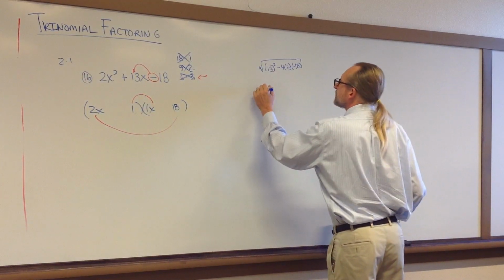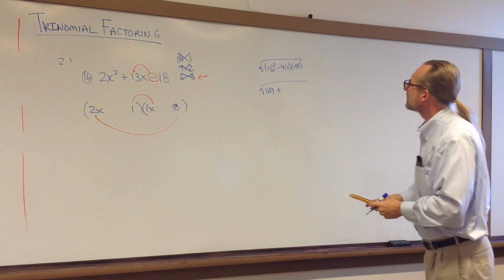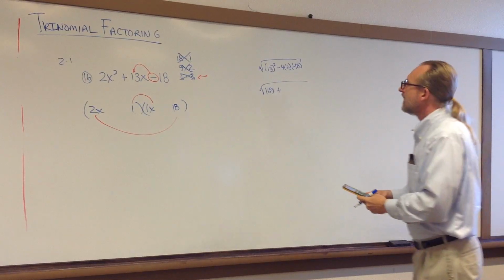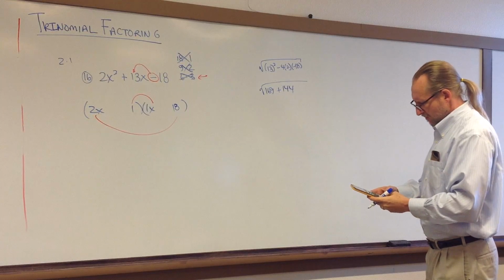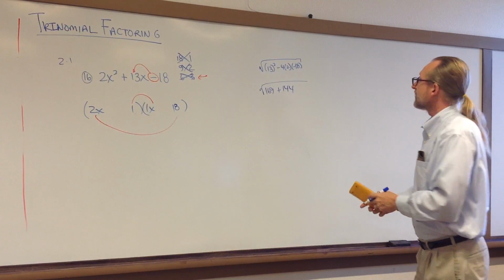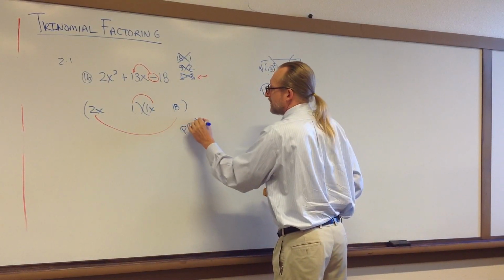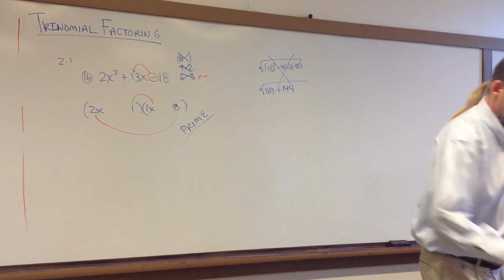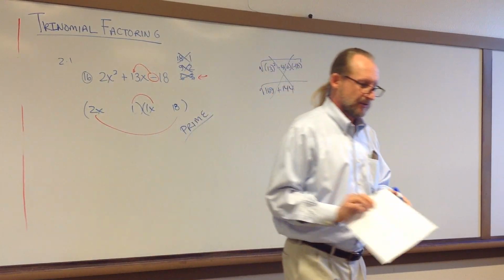But in any event, this is going to be 169 plus, let's see, what is that? 8 times 18 is 144. Yeah, and that is not a perfect square. Okay, so this one is not factorable. Turns out to be a prime polynomial. But again, you've got an answer key for all the odd problems on here. All the odd problems are factorable.